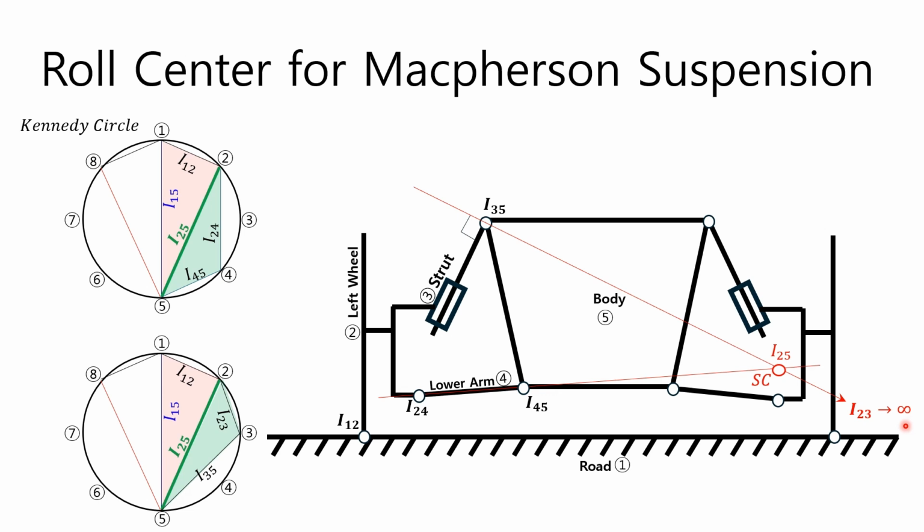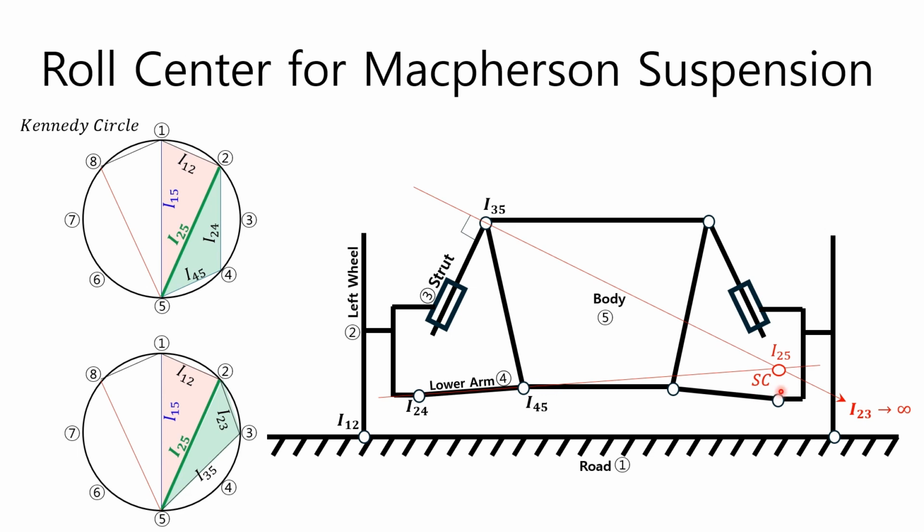This drawn straight line intersects the line connecting the instant center I24 and the instant center I45 obtained earlier, and the intersection point of these two straight lines is the instant center I25, which is the swing center of the left wheel with respect to the body.